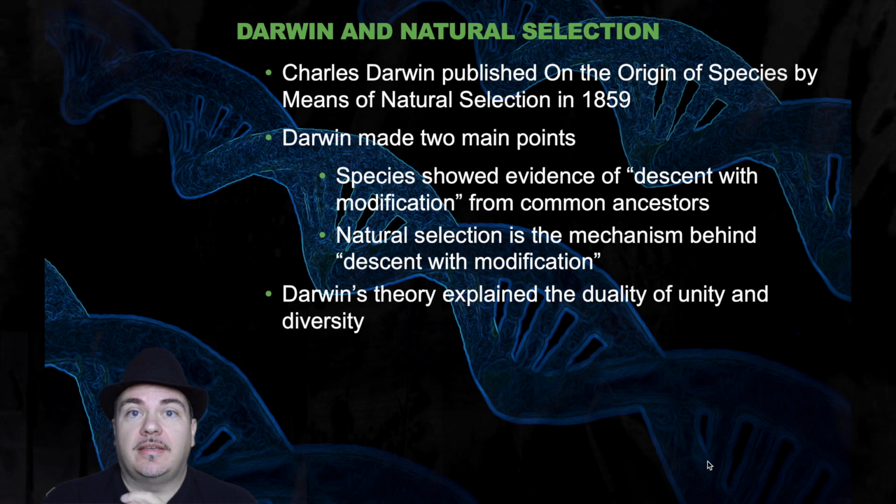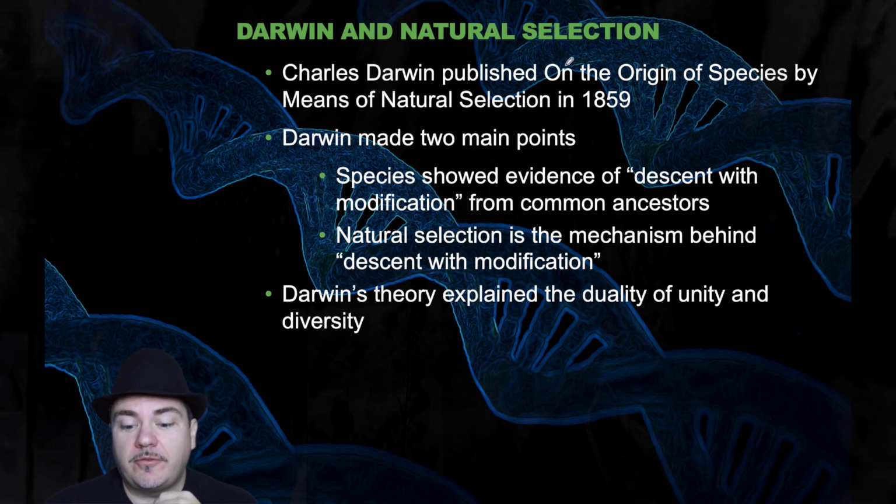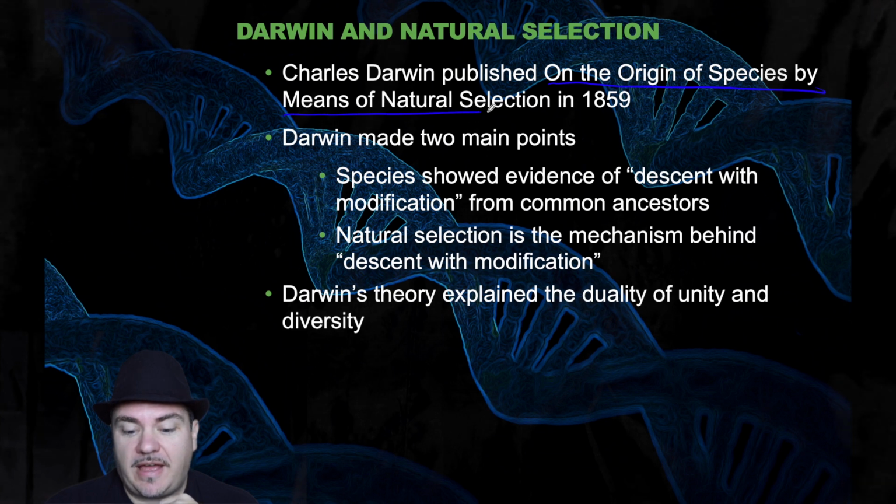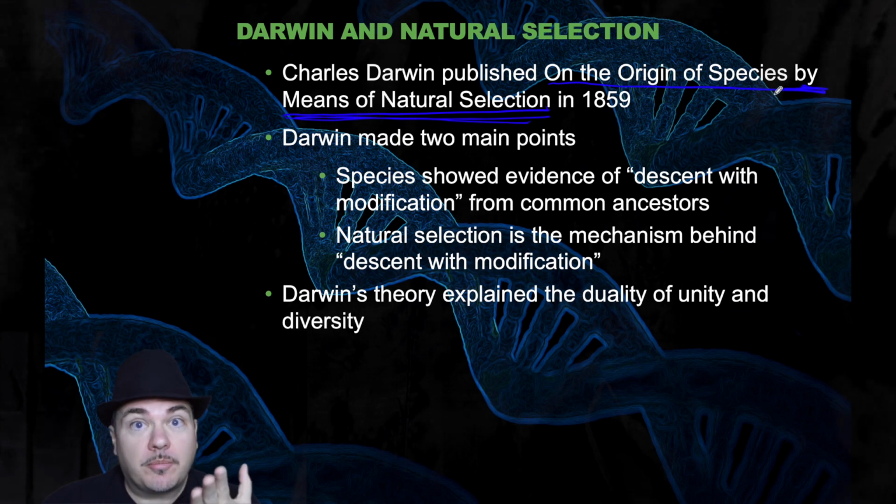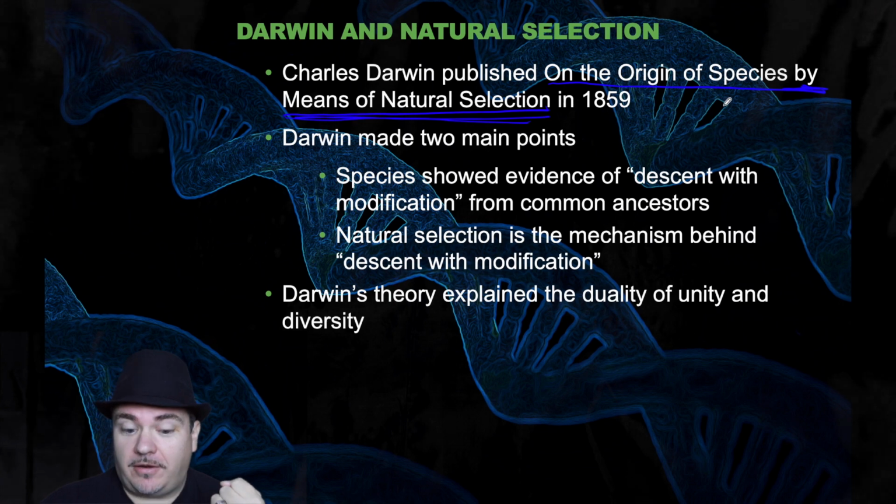The second thing that everybody gets wrong about Darwin, and it's going to seem like I'm being nitpicky, but everyone says the name of his book wrong. Everyone says the name of his book is On the Origin of Species. That's not the name of his book. The name of his book is On the Origin of Species by Means of Natural Selection. And that second part that everybody leaves out is actually the important part. That's what Darwin actually discovered: how evolution happens.